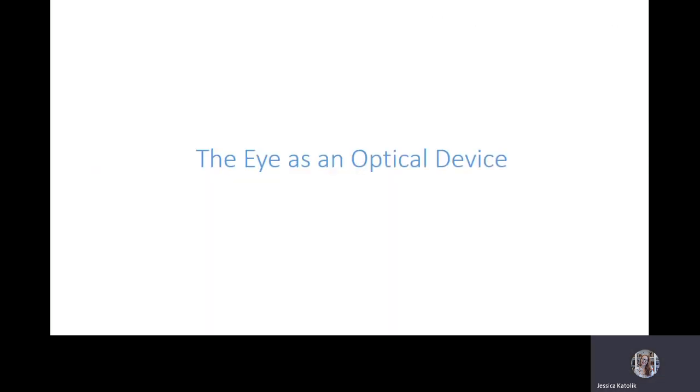In our next section, we'll talk about the eye as an optical device. And so we're going to start looking at the physiology of the eye and how everything kind of comes together to allow us to see.